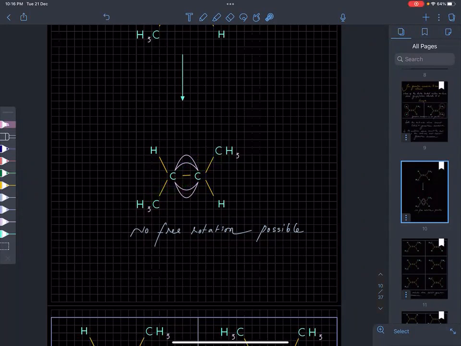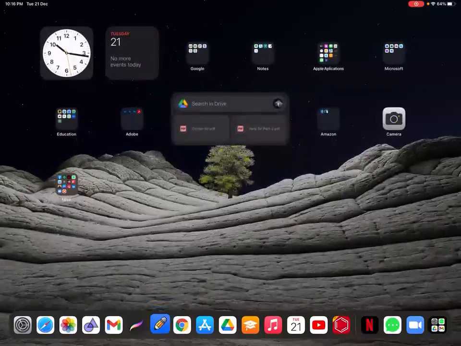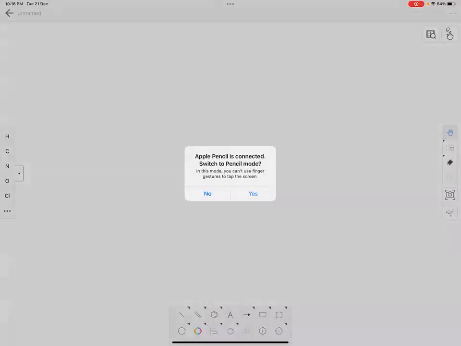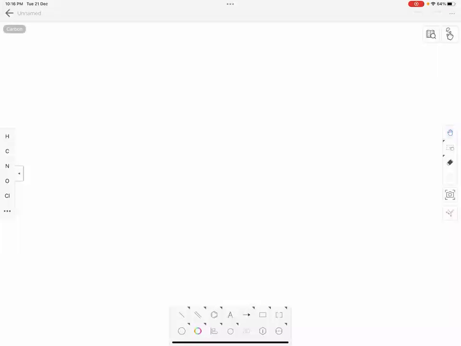I'll show you, don't worry. Now, let me show you one thing. If you have a single bond like this, what is this molecule? Tell me. Ethane molecule, right?